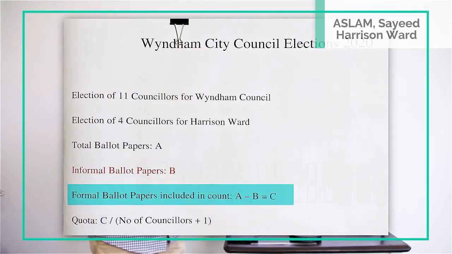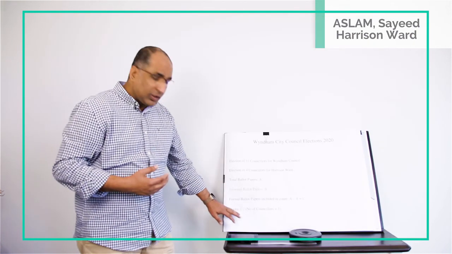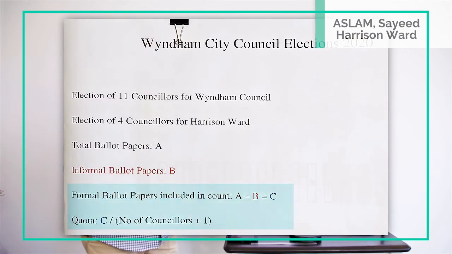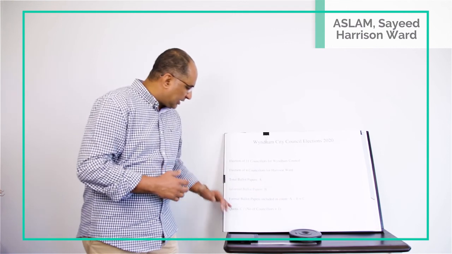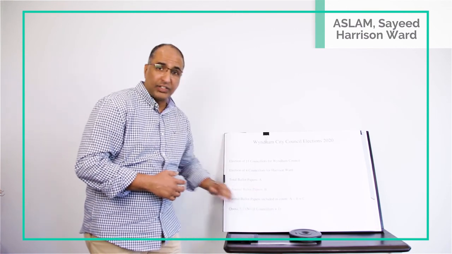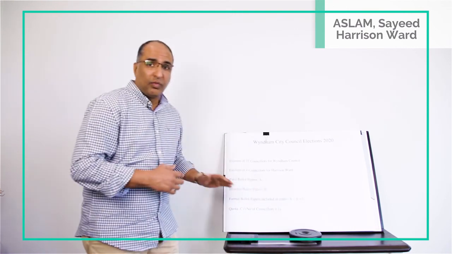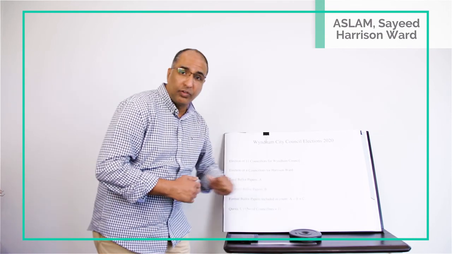So the formal ballot papers are the total ballots which have returned, come back, minus the informal votes, which is C. Now, quota is calculated based on the total number of formal ballot papers divided by number of councillors plus 1. So in Harrison, it will be C by 5. In Shafi, it will be C by 5. Whereas in Eramo, it will be C by 4.